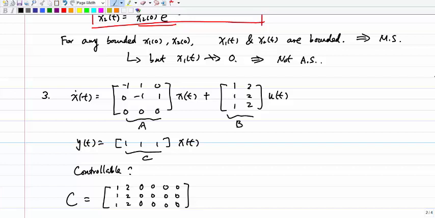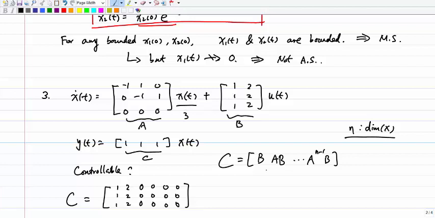For a given linear time invariant system, the very simple way to do this is to use the controllability matrix. The controllability matrix is basically given by b, ab, until a to the n minus 1 times b. Here n is the dimension of x. Apparently the dimension of x is 3, because when you do the product, it has to be 3. So the dimension is 3.